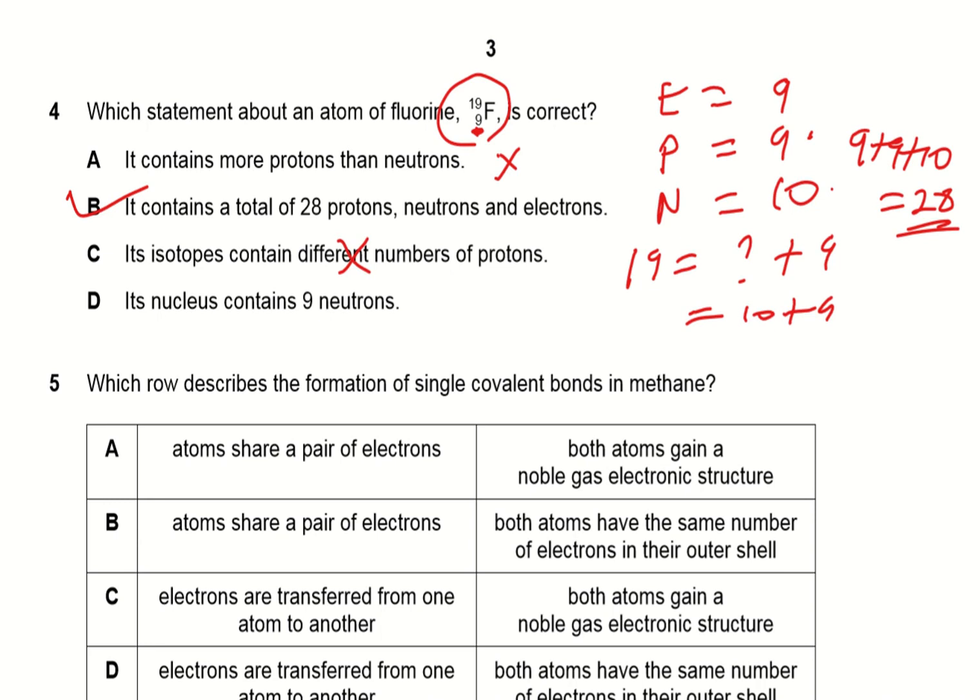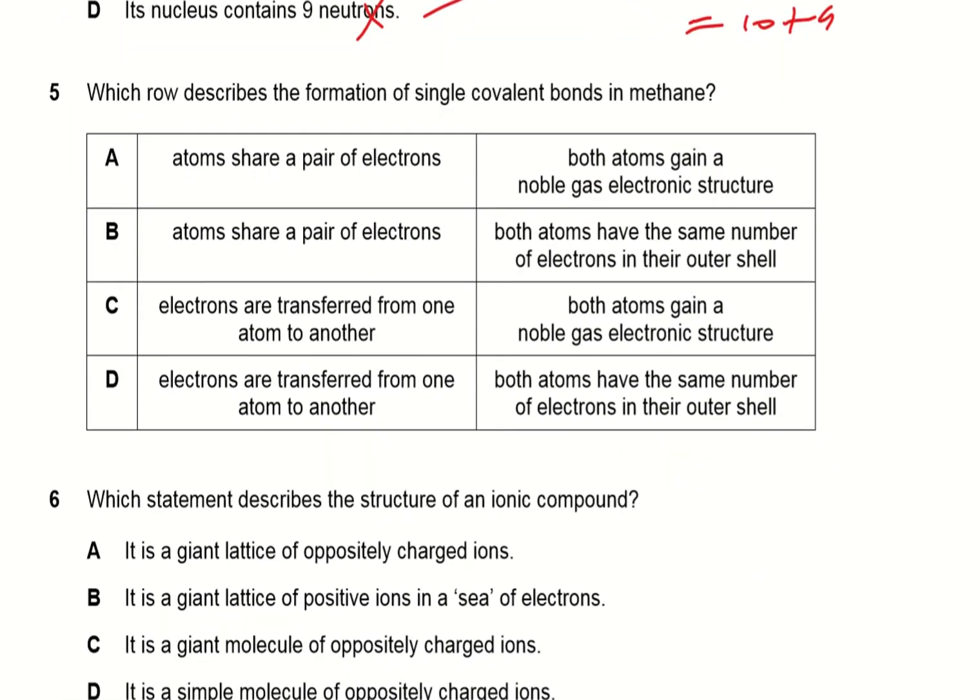Its nucleus contains 9 neutrons. We just calculated that our neutron number is 10, so this is also wrong. So B is absolutely the correct option.